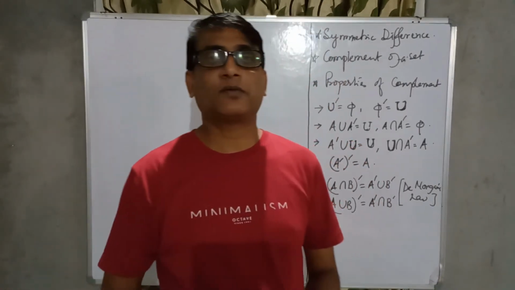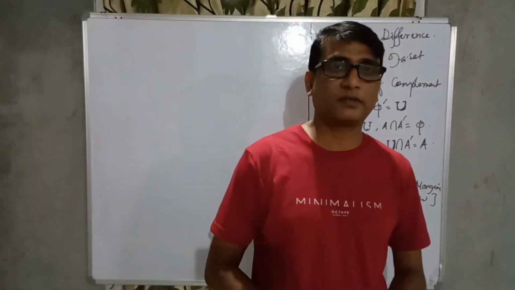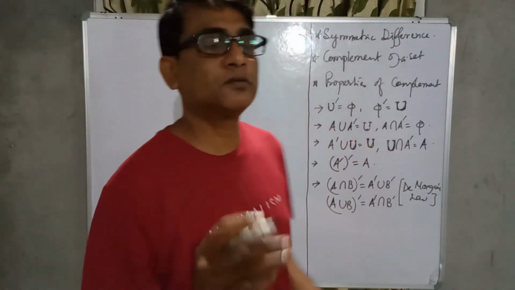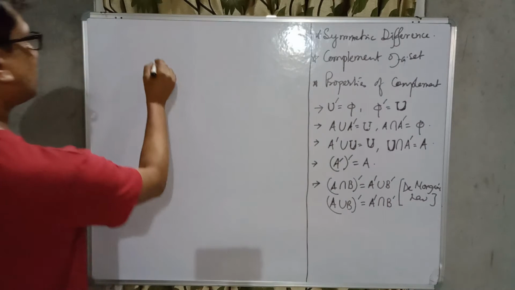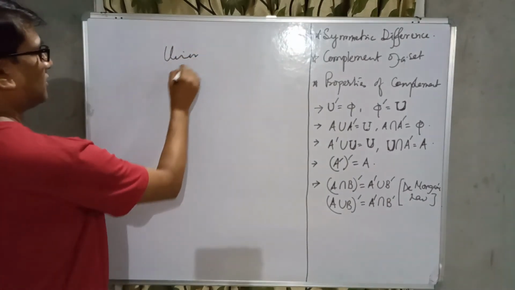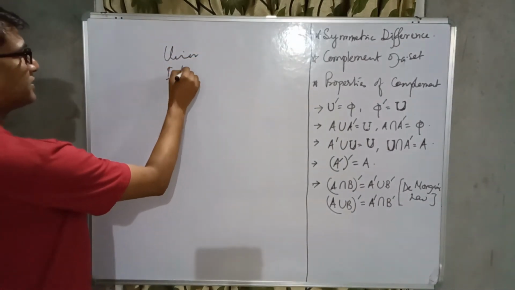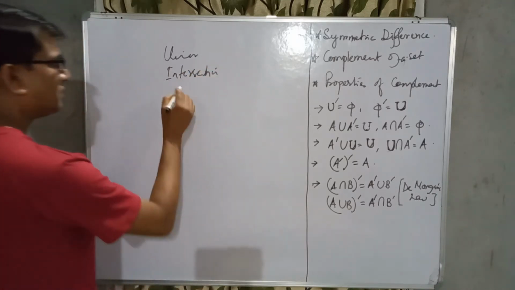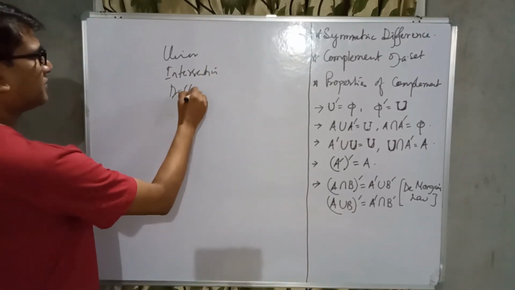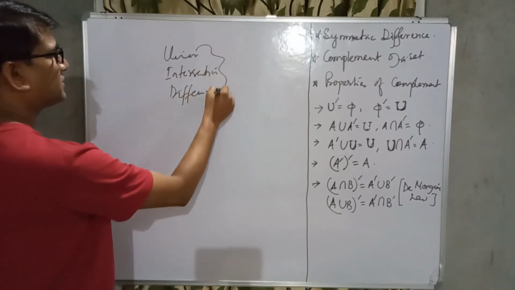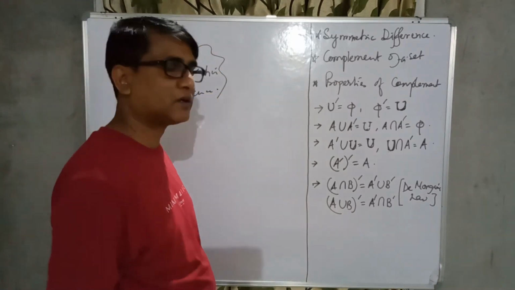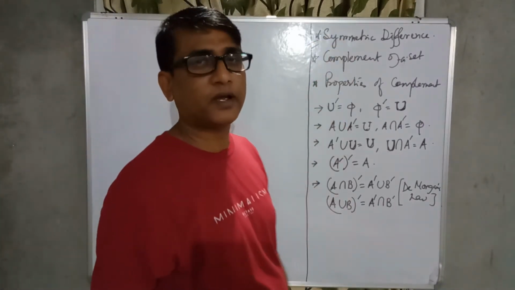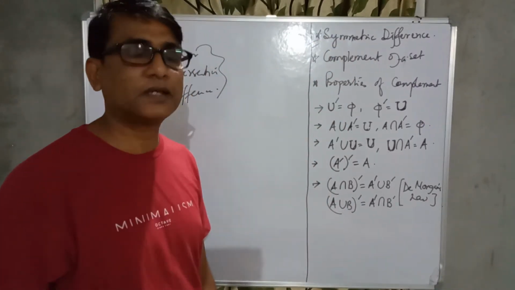Till now we discussed the operations of sets. Two operations already discussed: one is union of sets, another is intersection of sets, and another thing, difference of sets. Difference of sets already discussed. These three things are done. Today our discussion is the symmetric difference of two sets, complement of a set, and their properties. These three things we will discuss.